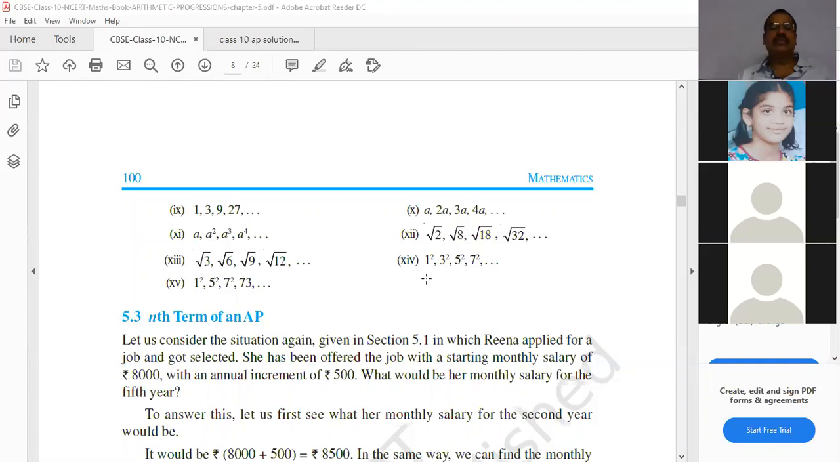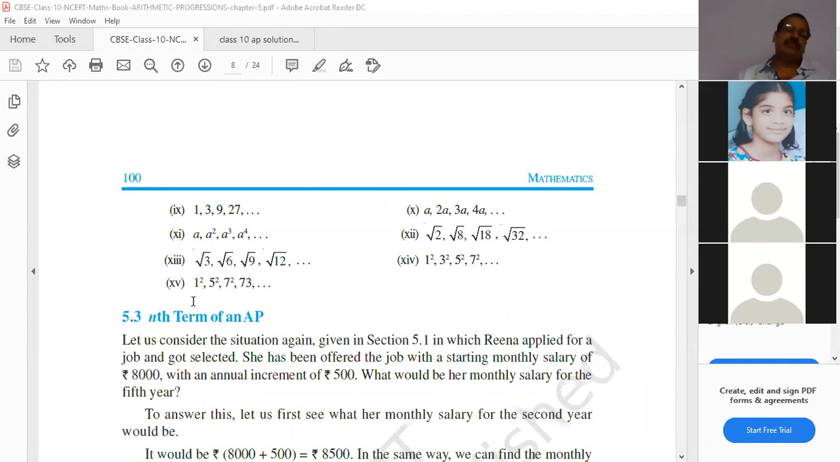1 square means 1. 3 square means 9. 5 square is 25. 7 square is 49. So 1, 9, 25, 49. The difference is 8, then 16, then 24, so the differences are not the same. It is not in AP.